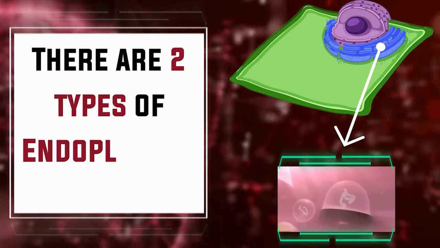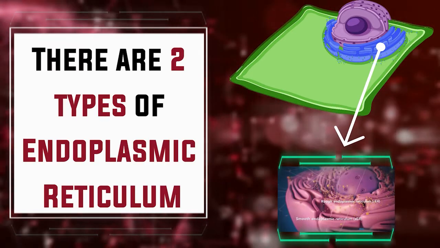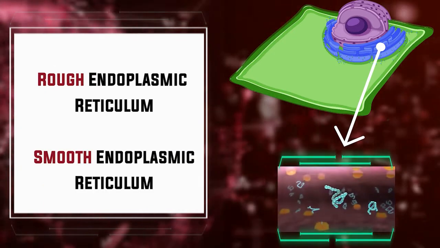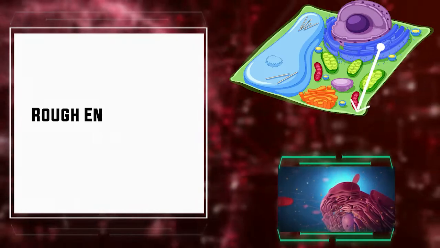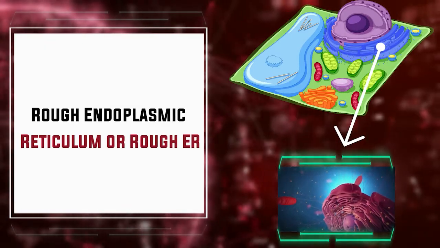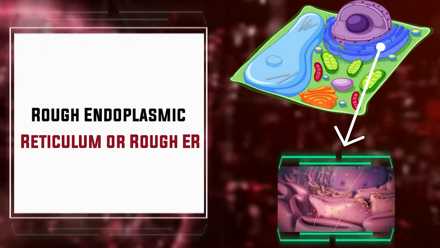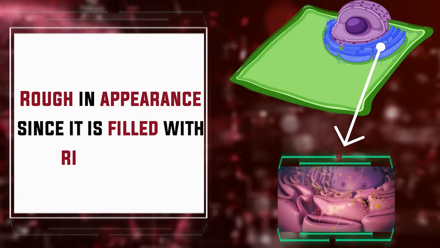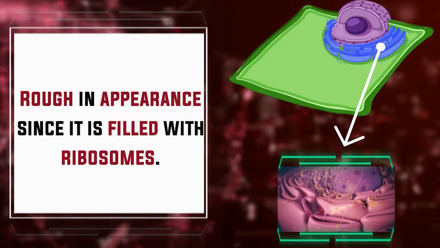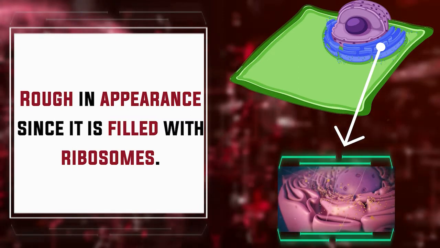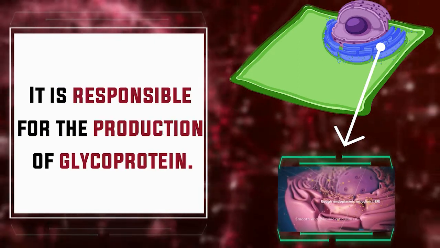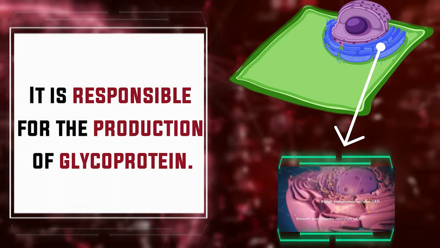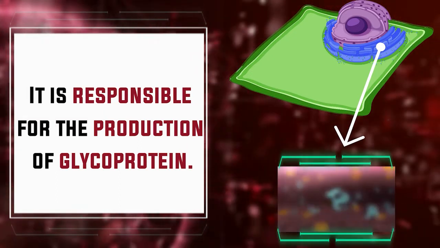There are two types of endoplasmic reticulum. We have rough endoplasmic reticulum and smooth endoplasmic reticulum. Rough endoplasmic reticulum, or rough ER. Rough ER is rough in appearance since it is filled with ribosomes. This type of endoplasmic reticulum is responsible for the production of glycoprotein.